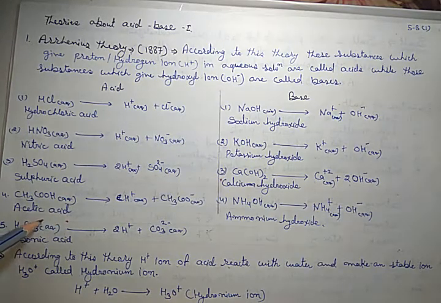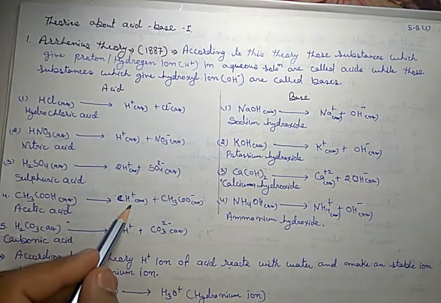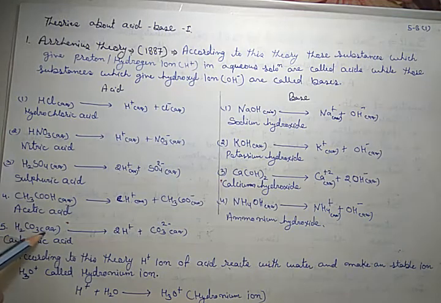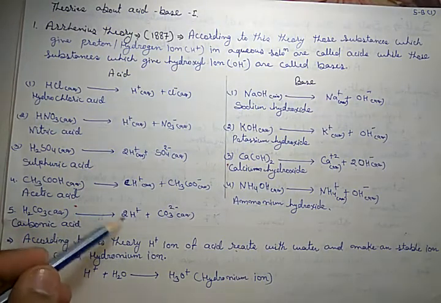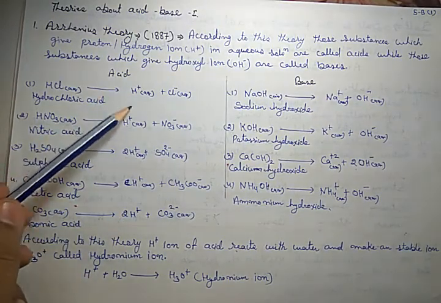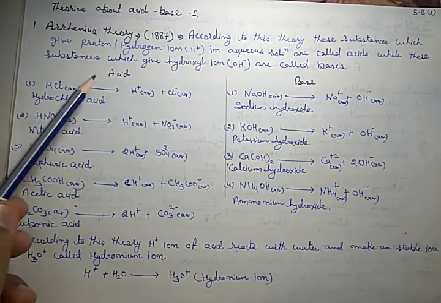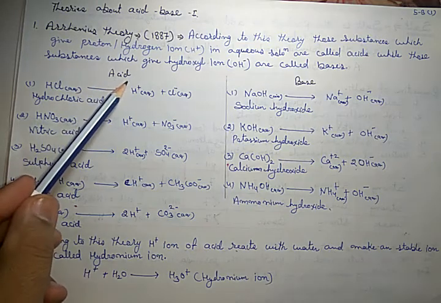CH3COOH, that means acetic acid, gives H+ ion. H2CO3, that is carbonic acid, also gives 2H+ ion. So all of these give H+ ion, so they come in the category of acids.